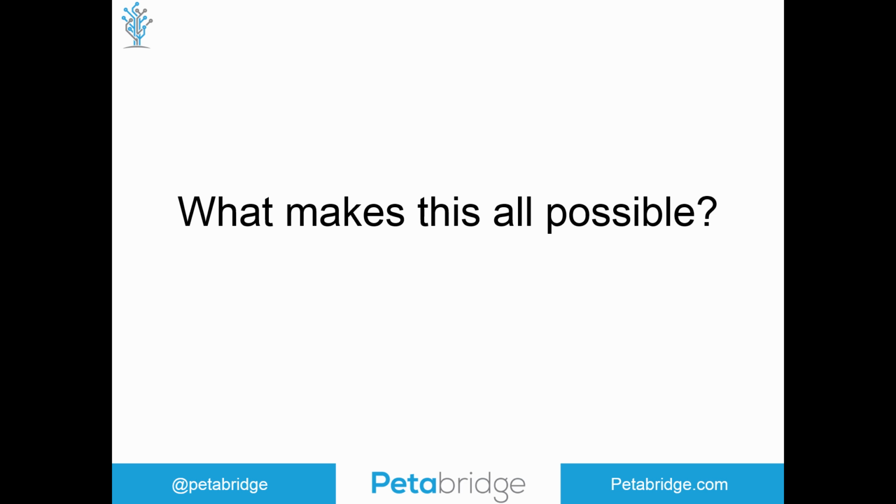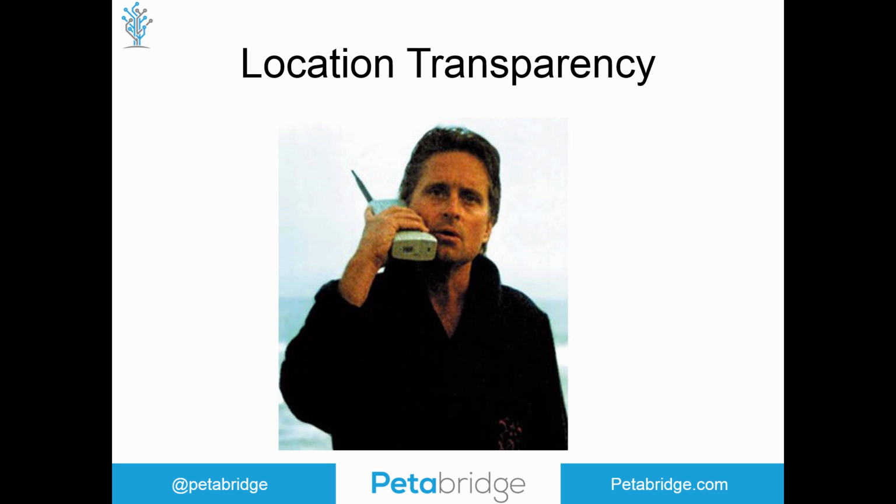The answer is actually very simple. It's location transparency. The idea of location transparency is actually really well illustrated by a cell phone. If I want to call you on your cell phone, I don't actually need to know where you are. I just have to know your phone number, and then I can call you, and whether you're in Los Angeles or New York or London or somewhere else, it's not my concern. It's the job of the cell phone network to route the voice packets from me to you and back, regardless of where either of us is.